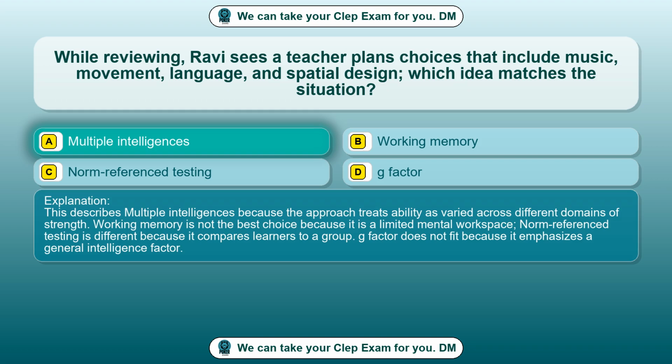This describes multiple intelligences because the approach treats ability as varied across different domains of strength. Working memory is not the best choice because it is a limited mental workspace. Norm reference testing is different because it compares learners to a group. G factor does not fit because it emphasizes a general intelligence factor.